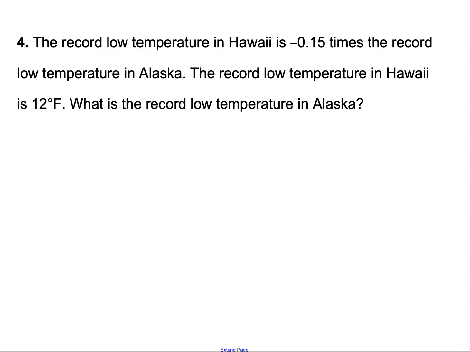Okay, let's look at this one. Record low temperature in Hawaii is, there's our equals, negative 1500ths times the record low temperature in Alaska. The record low temperature in Hawaii is 12 degrees Fahrenheit. That was this one. Record low in Hawaii at 12. What is the record low temperature in Alaska? That's what we're looking for, Alaska. Here's our equation. 12 equals negative 1500ths times x. Go ahead and pause the video and finish this problem on your own.